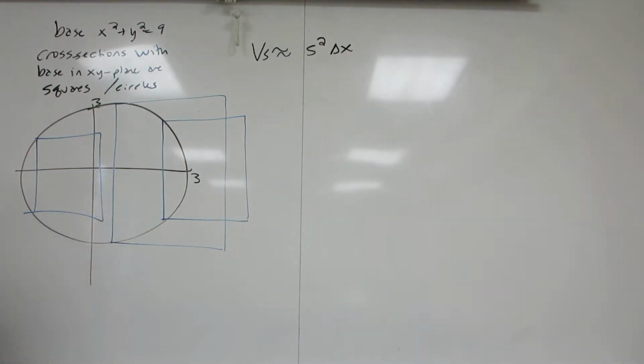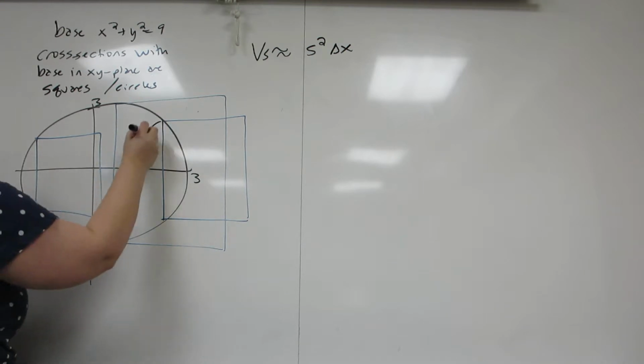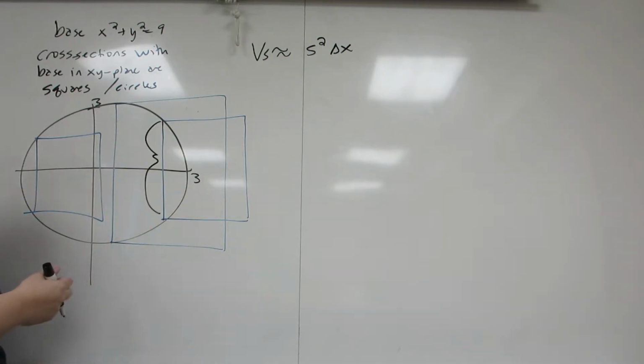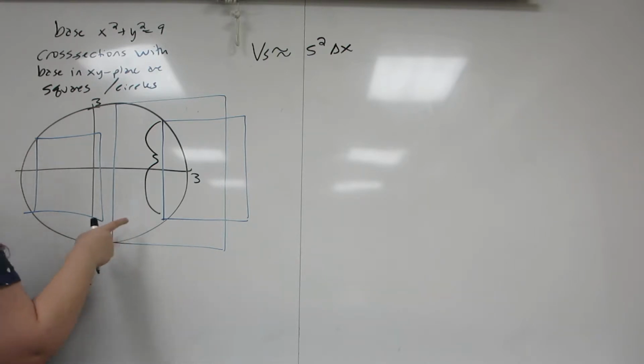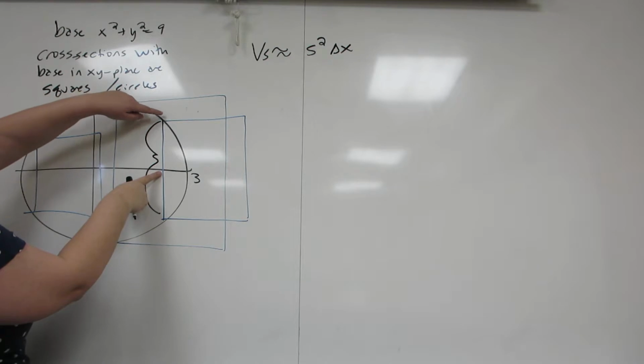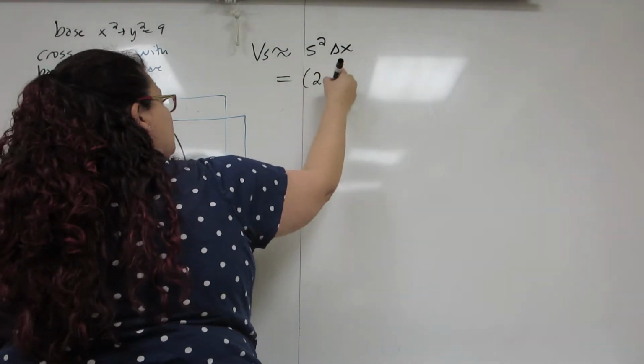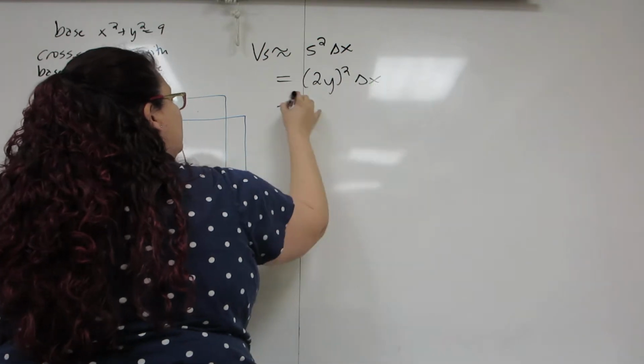Now I need to figure out the length of that side. Here we see the length of the square, and it looks a little bit like a y-coordinate, only it looks like twice the y-coordinate, because the y-coordinate is from the center up to the point. So my side is (2y) squared.